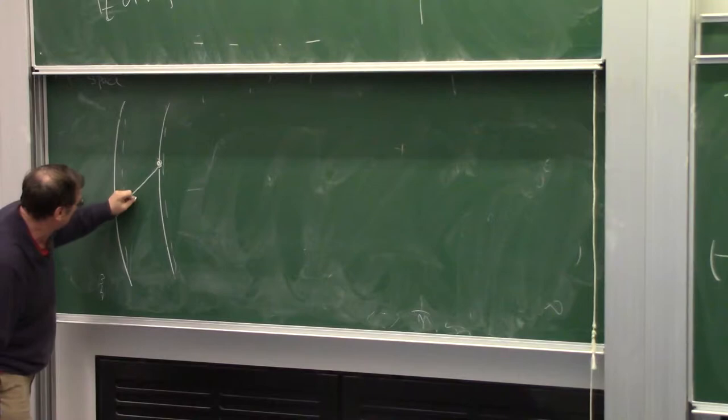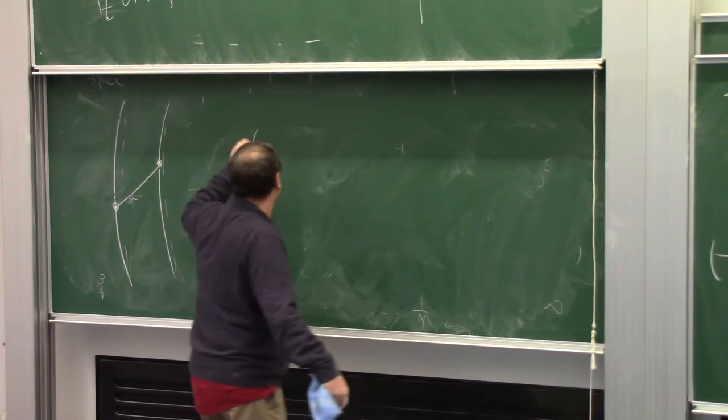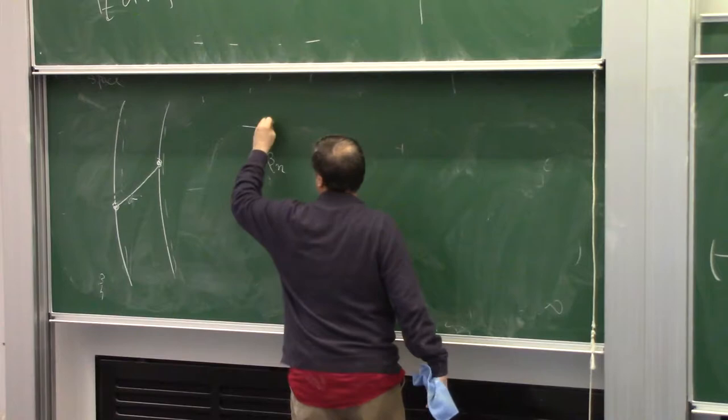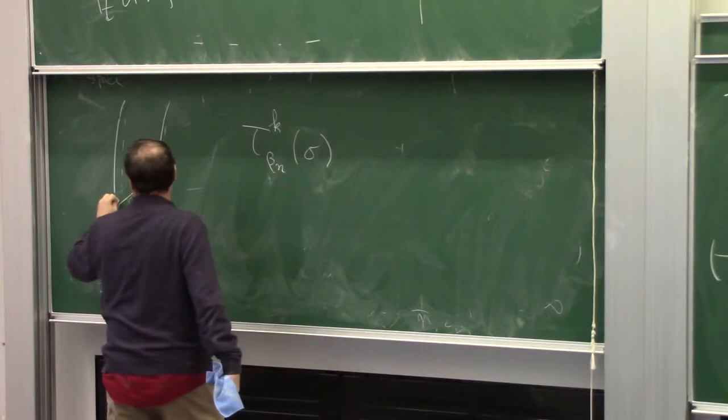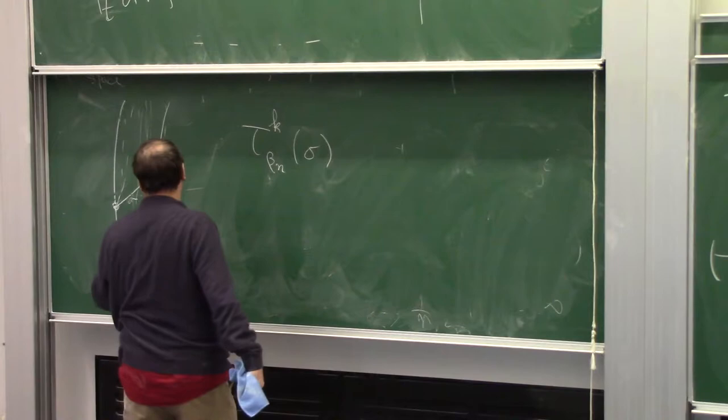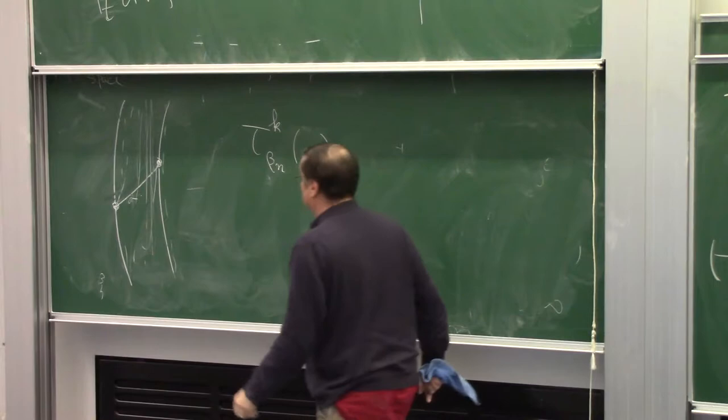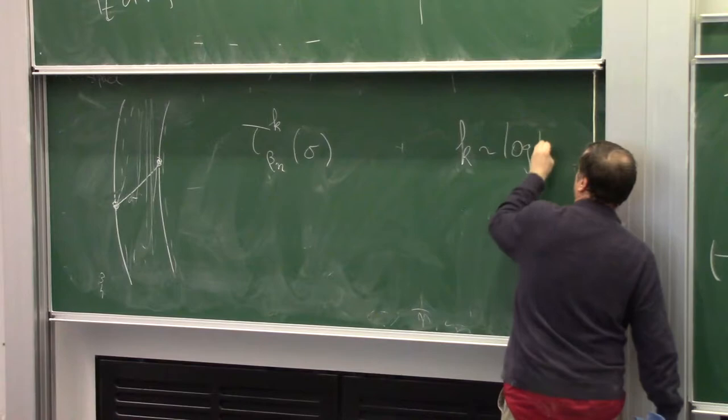We maybe call this segment sigma. We could do Dehn twists about beta n many times and apply it to sigma. It doesn't matter whether we do left or right. We twist many, many times and come back to another crossing segment. K here will be approximately log of beta n, so there will be many, many of these.